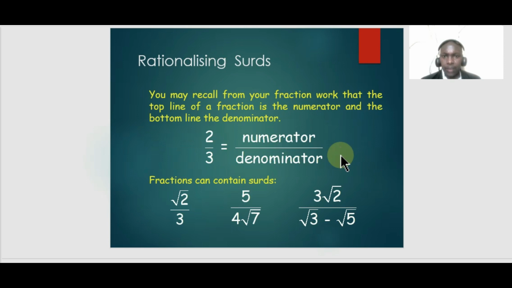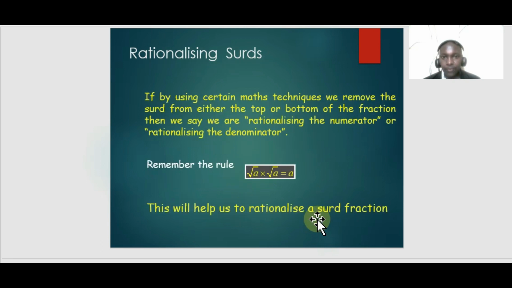Rationalizing surds. Now you may recall from our fraction work that the top line of a fraction is the numerator, the bottom is the denominator, as you can see here. So fractions can also contain surds, in this case root of 2 divided by 3, 5 divided by 4 root 7, and so on. So let us see how we rationalize the surds.